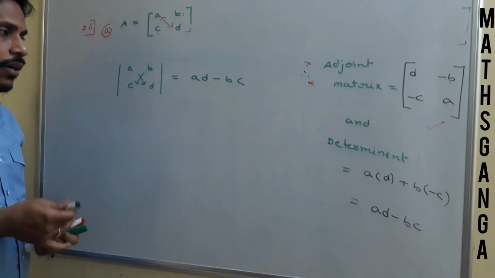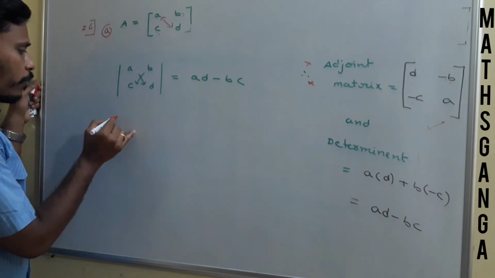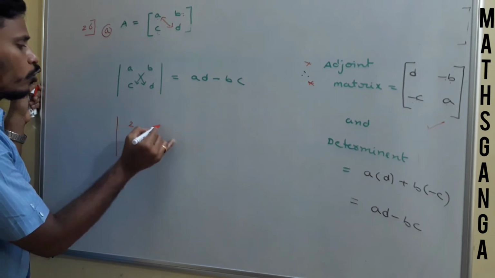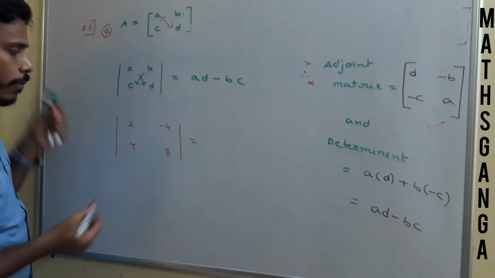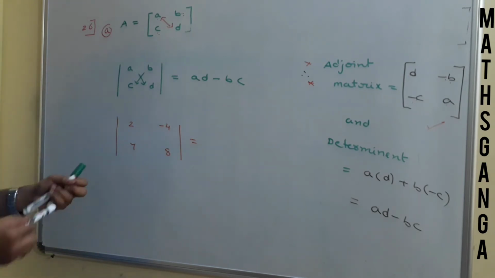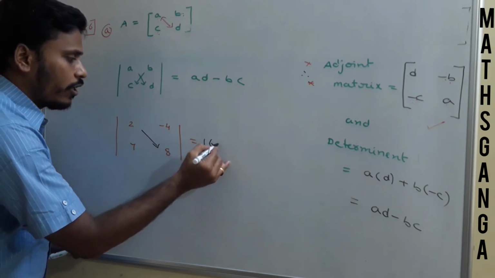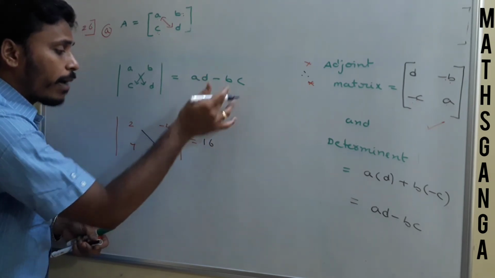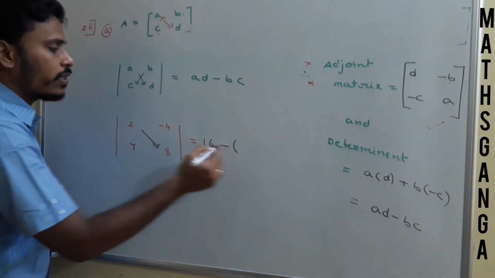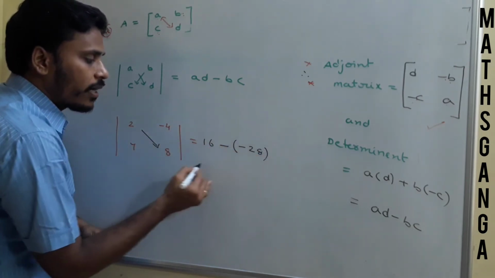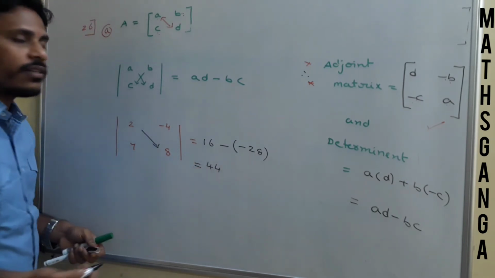Without making the table, multiplying a row with the cofactors and all that, leave everything. Suppose you have the elements 2, minus 4, 7 and 8. What do you say about the determinant? First you multiply these two, 2 and 8, which is 16, minus BC: minus 4 into 7 is minus 28, and 16 plus 28 is 44. So 44 is its determinant.